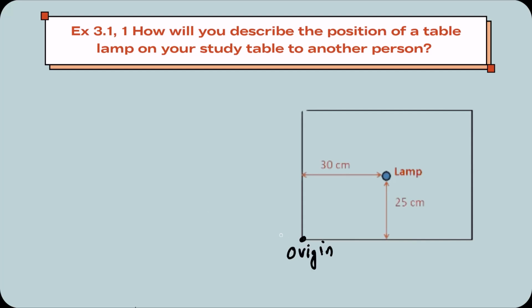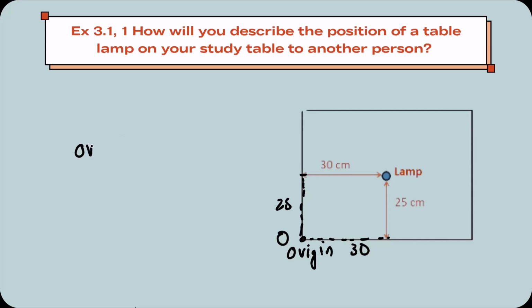If the corner is origin, what is this distance? This distance is 30 centimeter, right? And what is this distance? It is 25 centimeter. Vertical distance is 25 centimeter. It's like a rectangle, right? Okay. Now I need the other point, right? So by ordered pair, what is my ordered pair here?